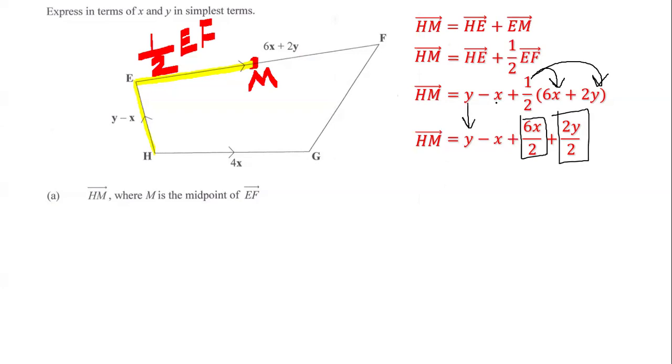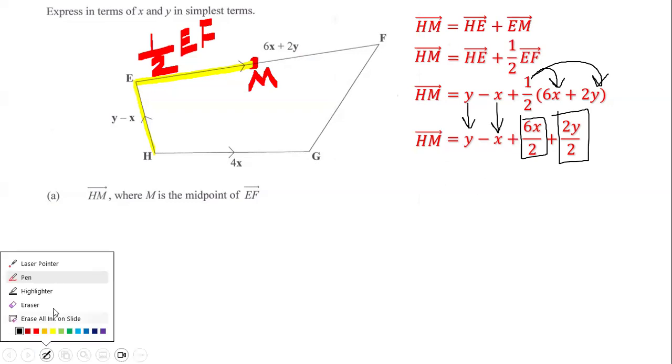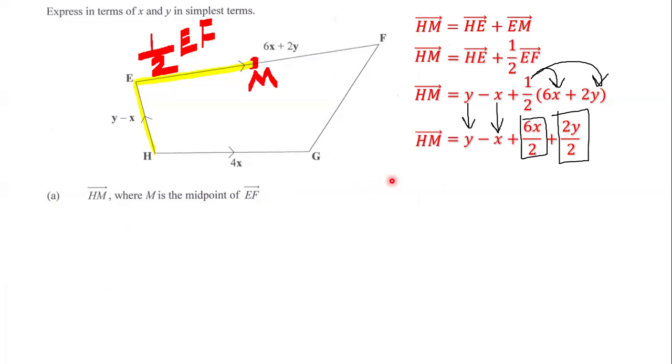Let me just bring down the negative x, okay? And so that's what we have. And so what we're going to do next is we're going to divide. So 6x divided by 2 is 3x, and 2y divided by 2 is simply y. And so we have y minus x plus 3x plus y.